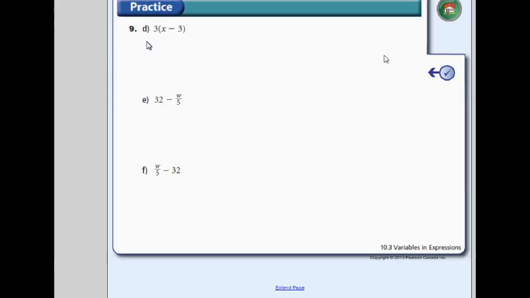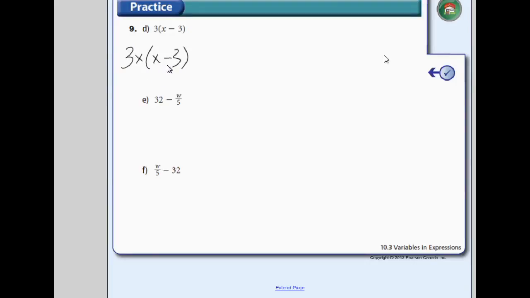So we have 3 beside a bracket and then x minus 3. Well, anytime you have a number beside a bracket, that actually means 3 times whatever is in my bracket. So it's going to be 3 times x minus 3. We have to do the x minus 3 first.